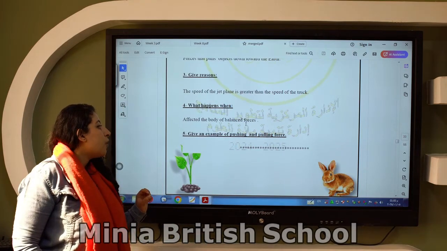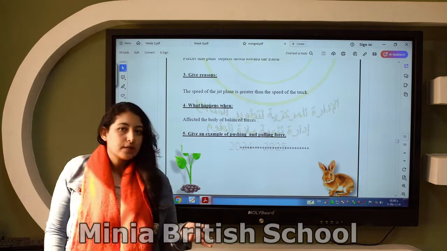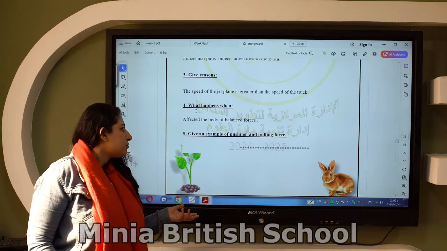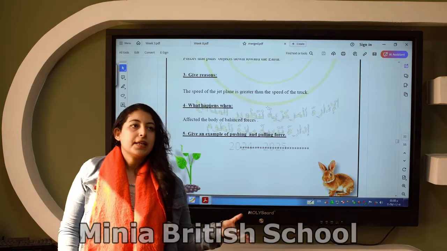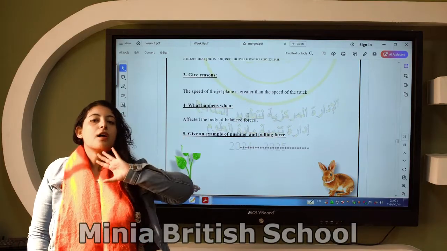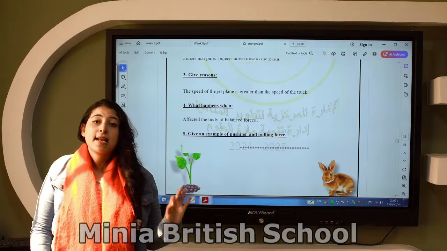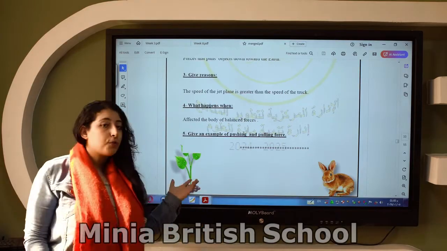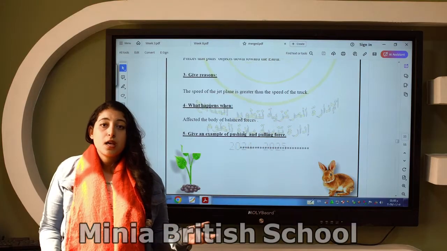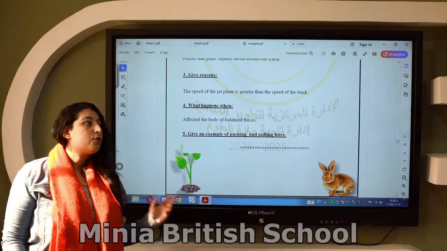Give an example of pushing and pulling forces. Pushing force is like when I push a car away, or kicking a ball. Kicking a ball is an example of pushing force. What about pulling force? Like gravity. Gravity is a pulling force. Like the tug of war game, both teams use pulling force.